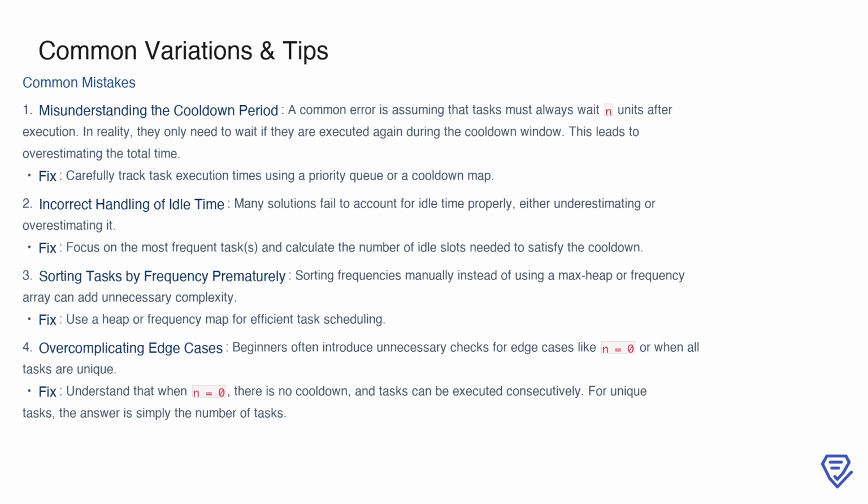Finally, beginners sometimes overcomplicate edge cases, like when the cooldown is 0 or when all tasks are unique. For instance, if n equals 0, there's no cooldown, so tasks can execute consecutively. And if all tasks are unique, the total time is simply the number of tasks. By simplifying these scenarios, you can avoid introducing unnecessary complexity into your solution.